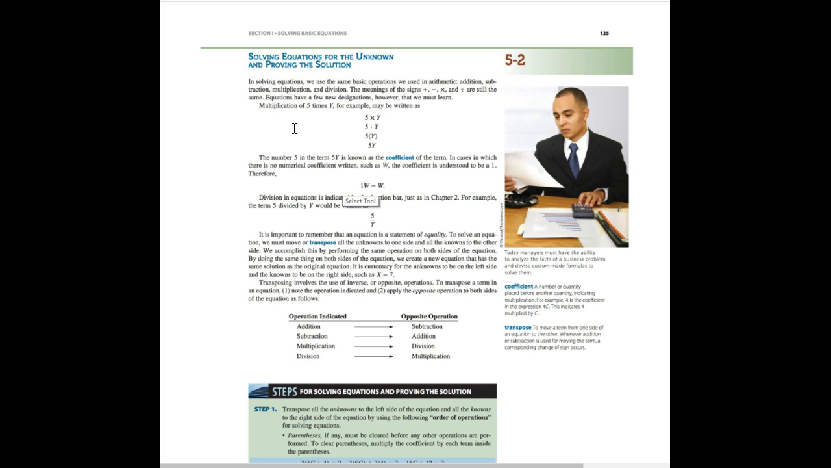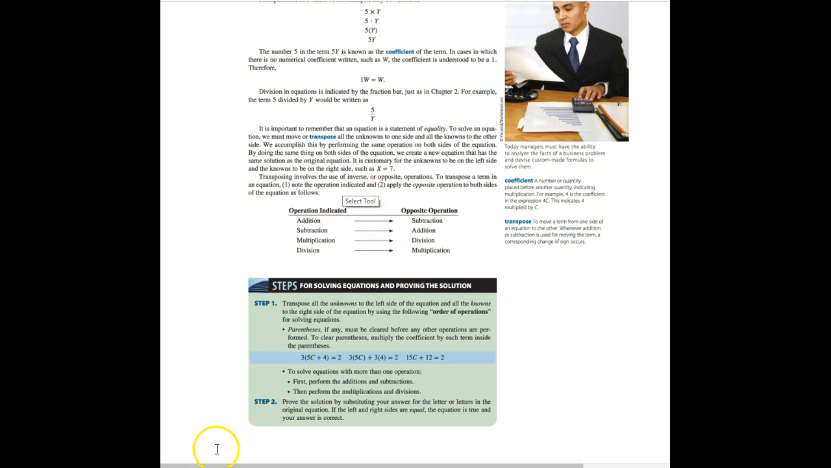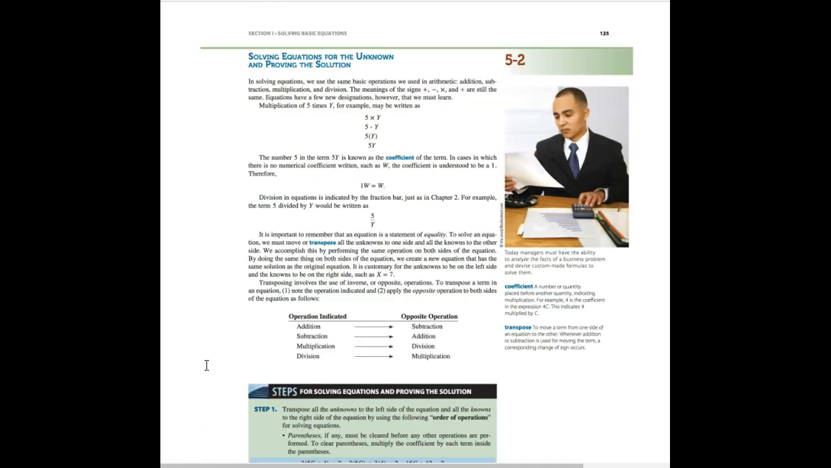So if there is no number indicated and it's just written as y, then the coefficient is understood to be 1. They've used 1w equals w. Division in equations is indicated by the fraction bar. So 5 divided by y is written as 5 over y with a fraction bar. It's important to remember that an equation is a statement of equality. Remember, it has the equal sign.